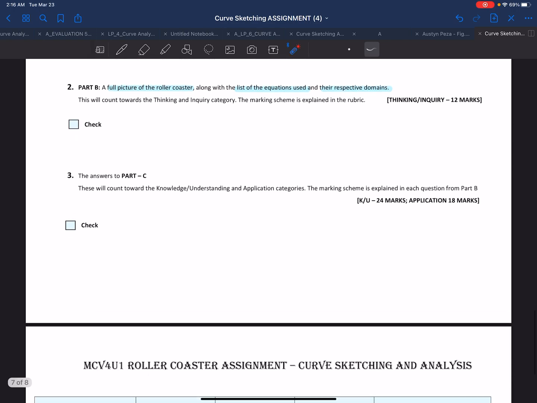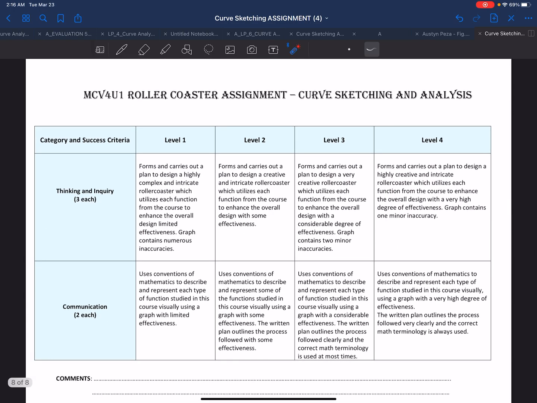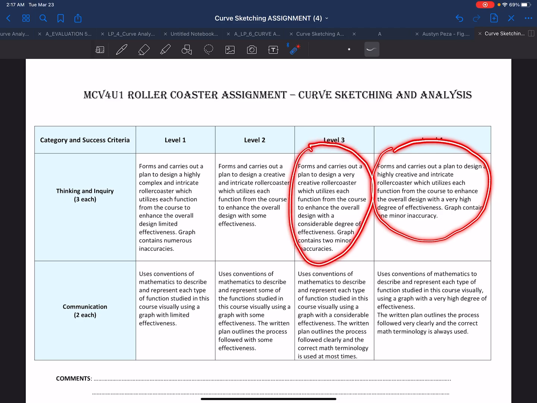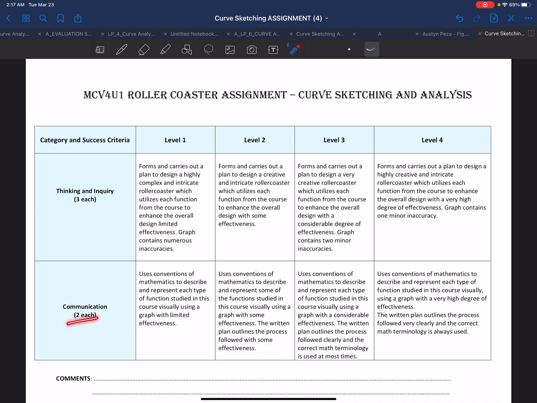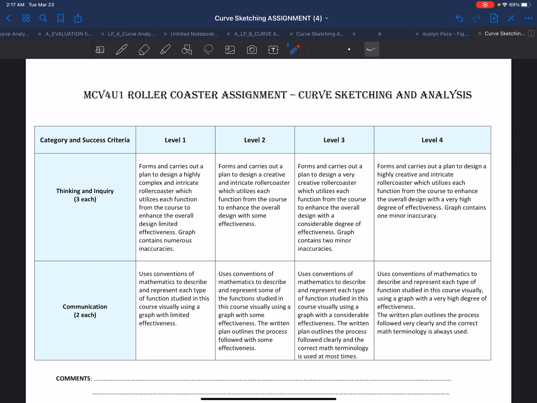Remember that the first two parts of the assignment will count for communication and thinking categories, and this will be marked based on the rubric indicated here. So for the thinking and inquiry category, level 4 will be 12 marks, and then level 3, 9 marks, and then 6, and then 3 marks. For the communication category, level 4 will be 8 marks, and then 6, 4, and then 2 marks.